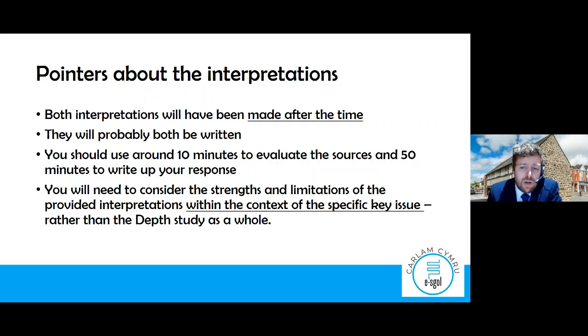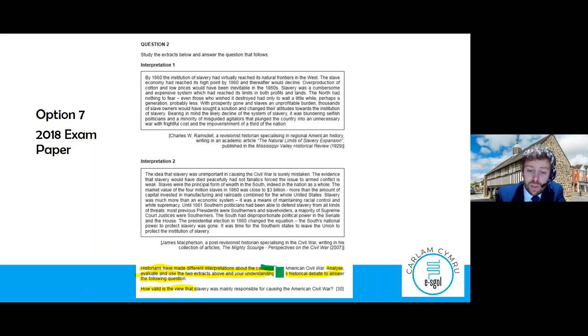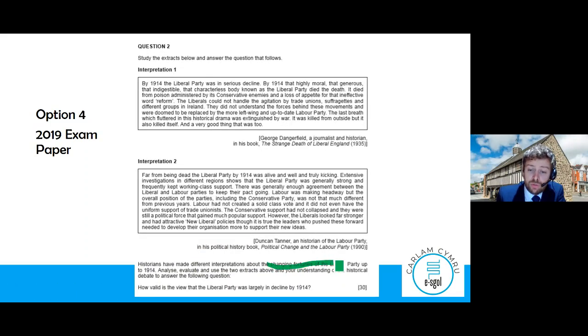It's not about the strengths and limitations of that interpretation for helping you study the depth study as a whole, the topic you've been doing as a whole. It's within the context of the specific key issue in the question. In this question here, the specific issue is reasons for the Nazi rise to power. In this one, causes of the American Civil War. In this one, changing fortunes of the Liberal Party. It's not about whether or not these help to explain everything about the topic you've been doing, but that specific key issue in the question.